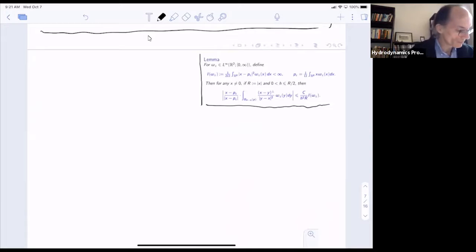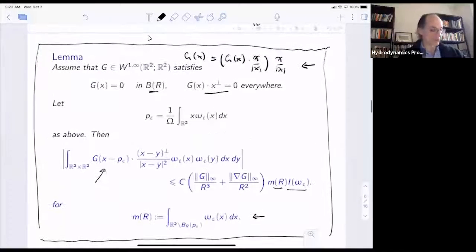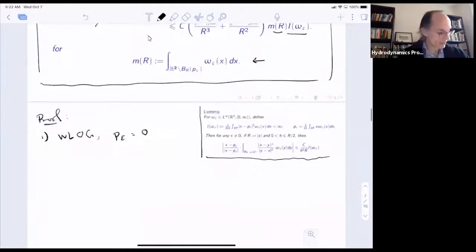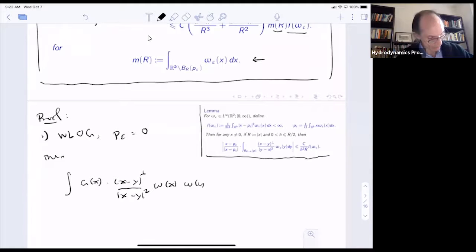And so here's the proof. Okay, so first, I can assume the center of vorticity is 0 by translation. We've done this before. And so I assume this is 0 and then this is no longer here. Okay, and then I'm trying to estimate this. The thing I want to estimate is G of X dot X minus Y orthogonal over X minus Y squared, omega of X omega of Y dx dy. I'm not writing subscript epsilon on omega because if I do, it'll just be this illegible scroll.